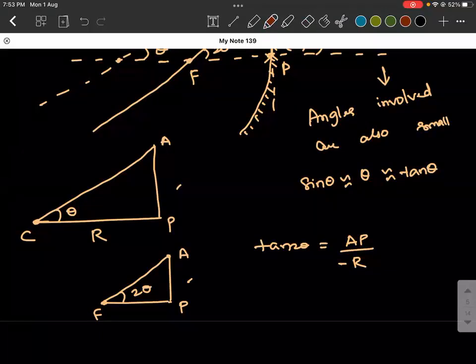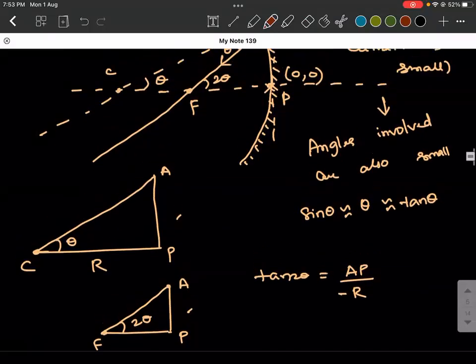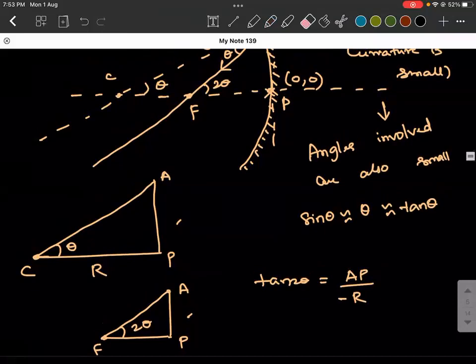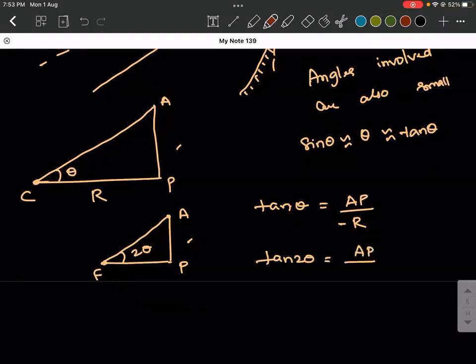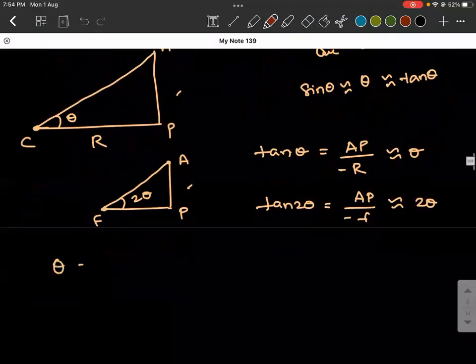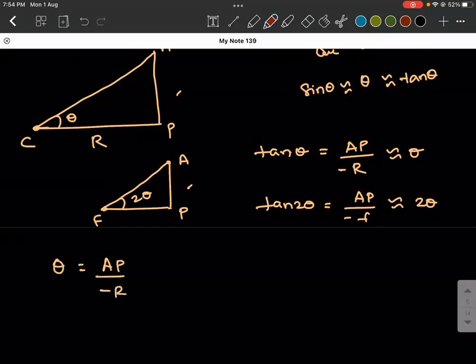Tan theta, sorry. Tan theta is AP by minus R. Then what is tan 2 theta? Minus F. So tan theta can be approximated to theta, and tan 2 theta can be approximated to 2 theta. Is that right? So theta is equal to AP by minus R.